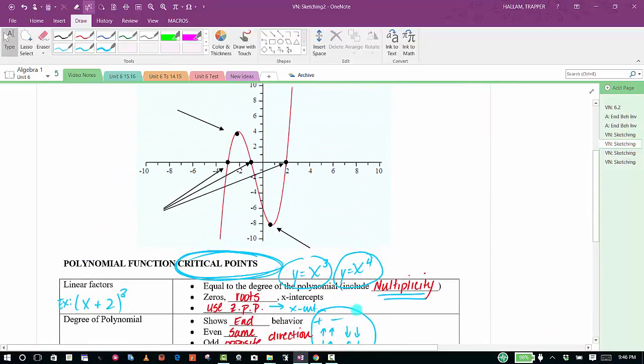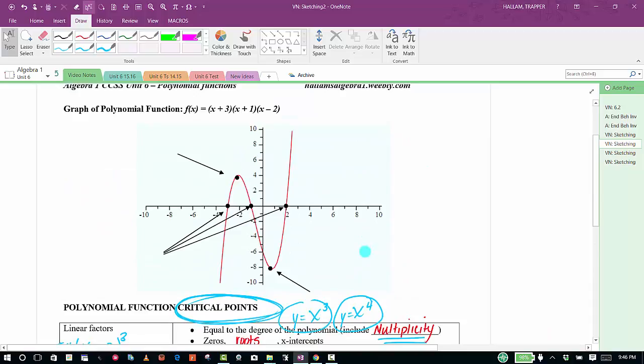All right, so let's start labeling some of this information here. Let's start from left to right. All these points right here, this one here at -1, this point here at 2, this point here at -3, these are all, as you can guess, zeros, roots, x-intercepts, whatever terminology you want to use there.